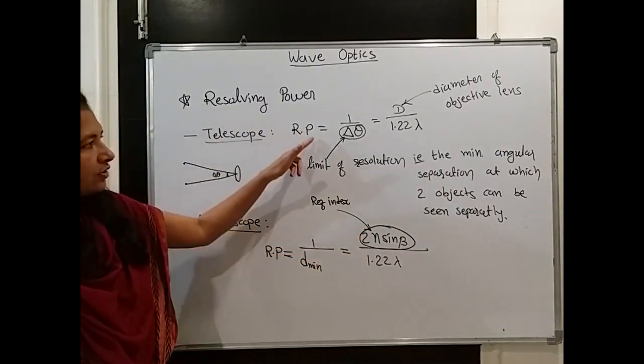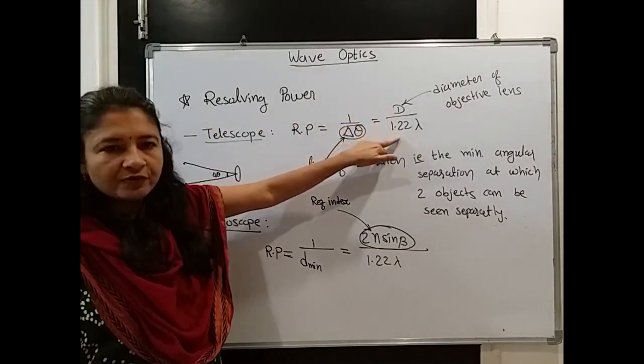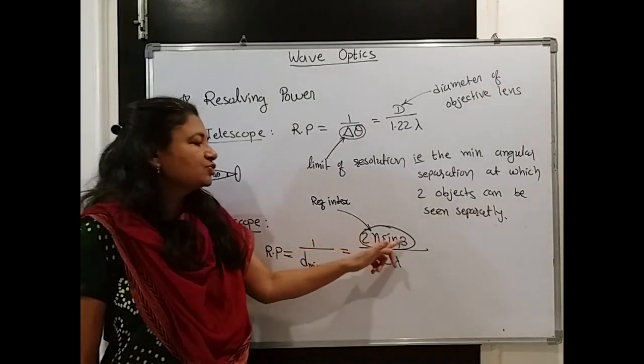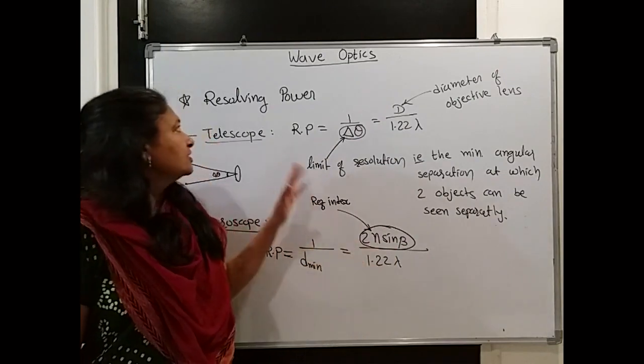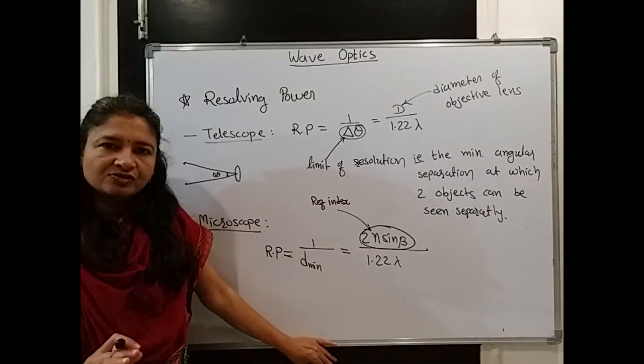So try to remember the formula. For telescope it is d upon 1.22 lambda, while in case of microscope it is 2n sin beta upon 1.22 lambda. So this is resolving power. So in this way, the topic of diffraction is also completed.